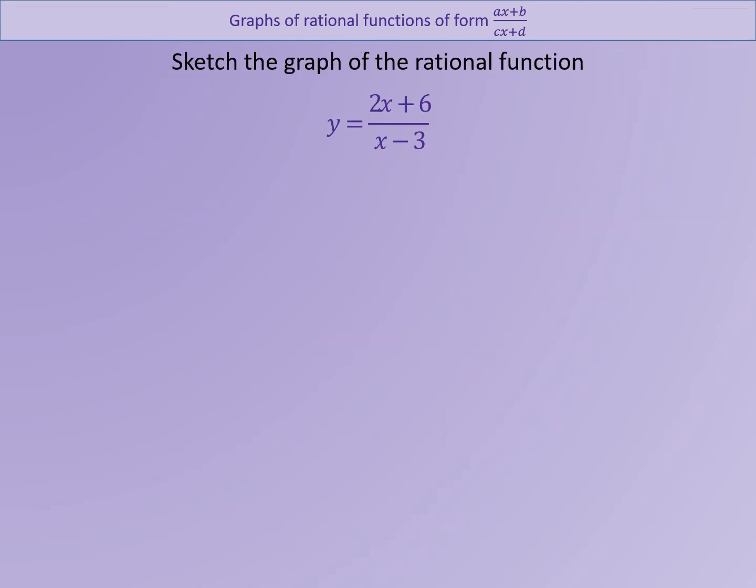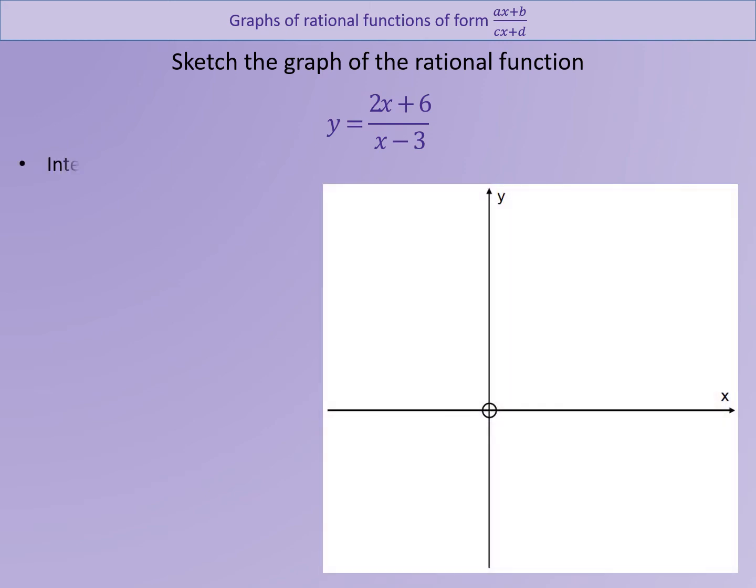Okay, so another example then. We're going to sketch the graph of this rational function, (2x plus 6) over (x minus 3). So first of all, the intercepts. When x is equal to 0, y is equal to minus 2. When y is equal to 0, we have x is equal to minus 3.